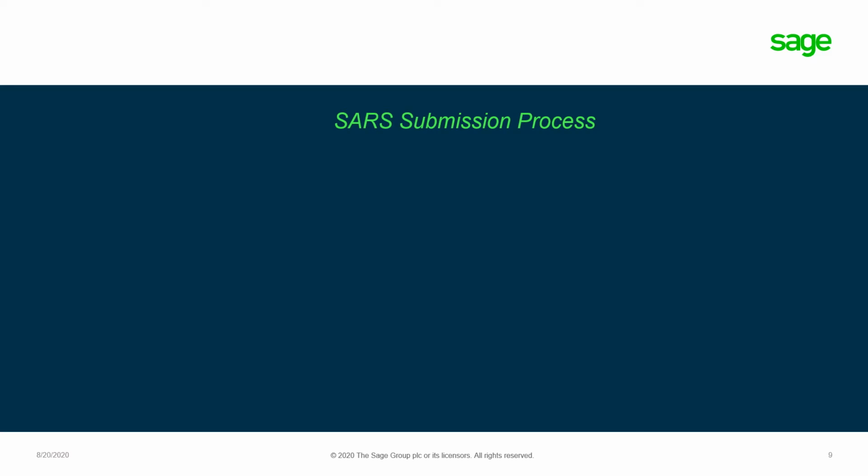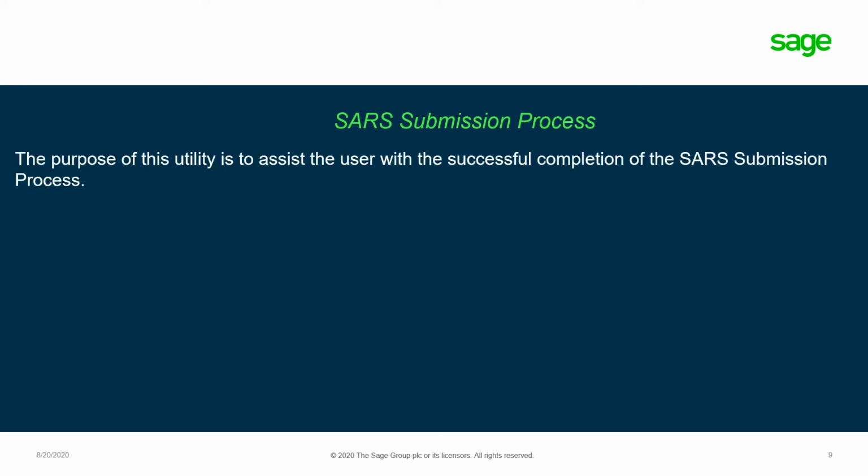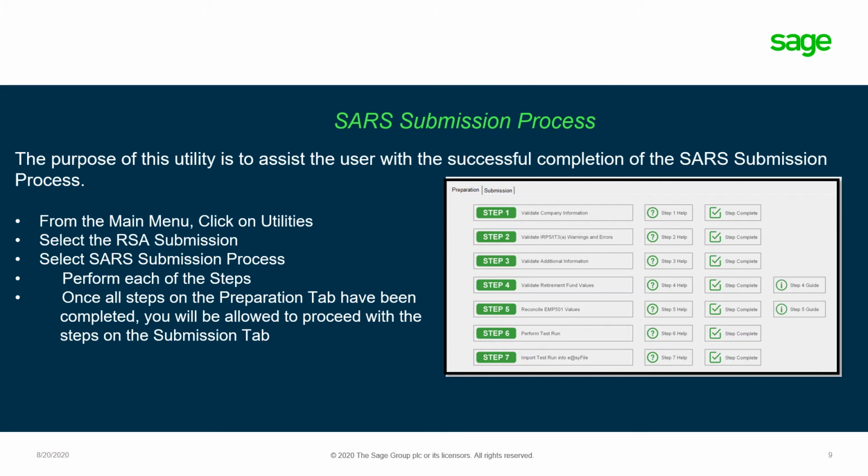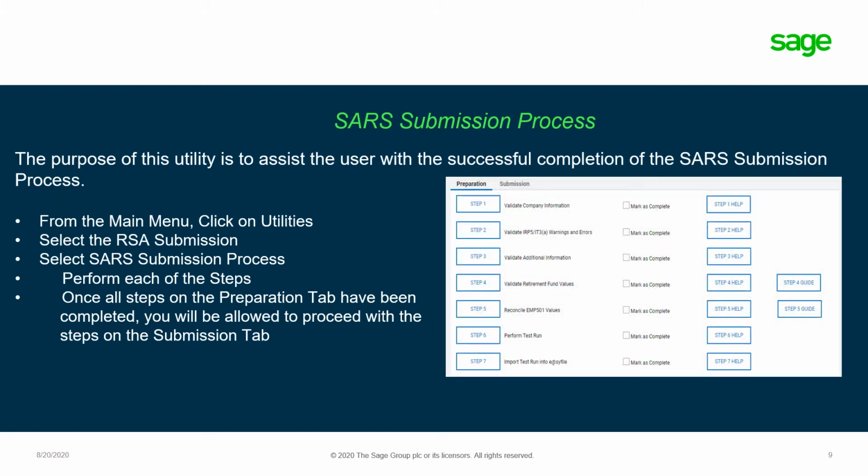SARS submission process. The purpose of this utility is to assist the user with the successful completion of the SARS submission process. From the main menu, click on Utilities, select RSA Submission, select SARS submission process. Perform each of the steps. Once all steps of the Preparation tab have been completed, you'll be allowed to proceed with the steps on the Submission tab. The image that is displaying is for Classic and Premier users. The image that now displays is for the Sage Business Cloud Payroll Professional users. Note, where available, the Step Help and Guide buttons will provide more information.